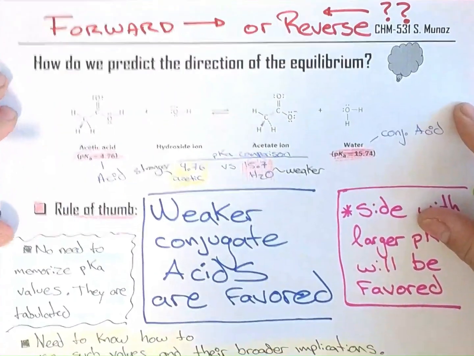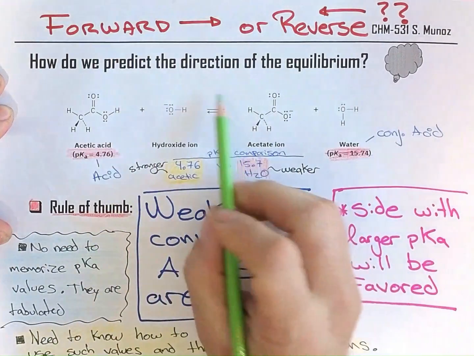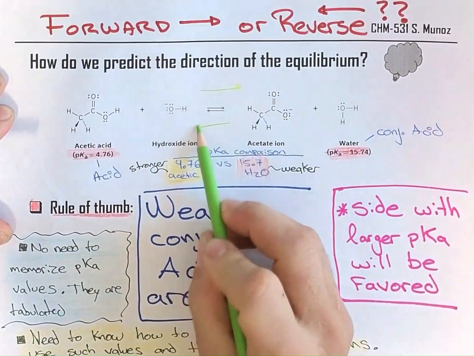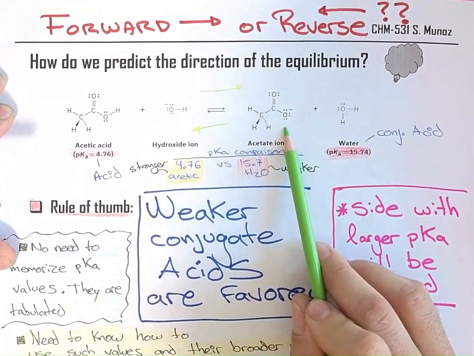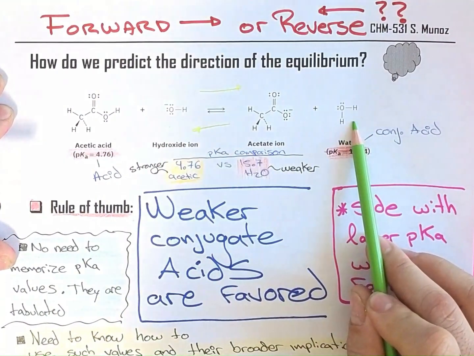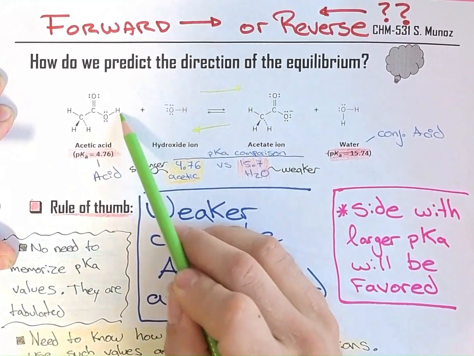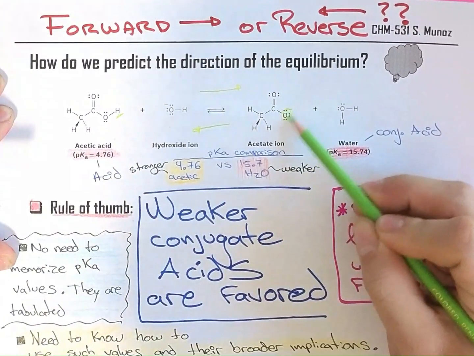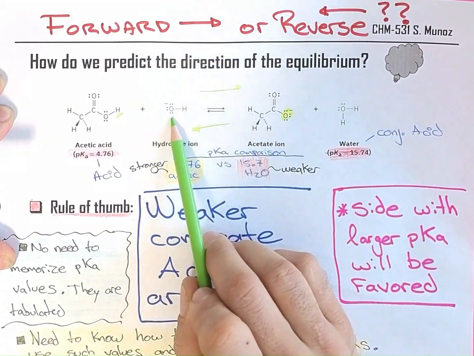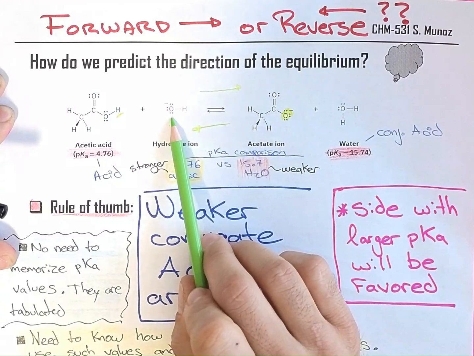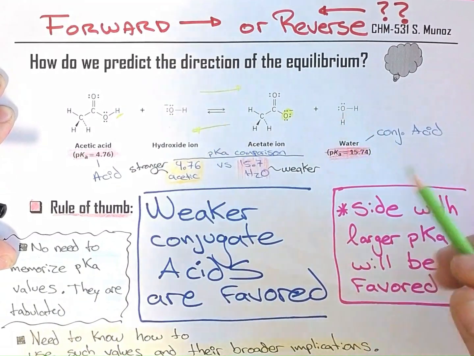I have here a reaction, and we're trying to determine, is this reaction going to go forward, in other words, to the right, or reverse, to the left? We have acetic acid reacting with hydroxide to give acetate plus water. First things first, we need to identify which one is the acid. Obviously, in this case, acetic acid is donating a proton, and it's going to end up as the carboxylate or acetate ion. And hydroxide is the base, the same reaction we had seen before. It's now going to take a proton and be converted into water. This is the conjugate acid.